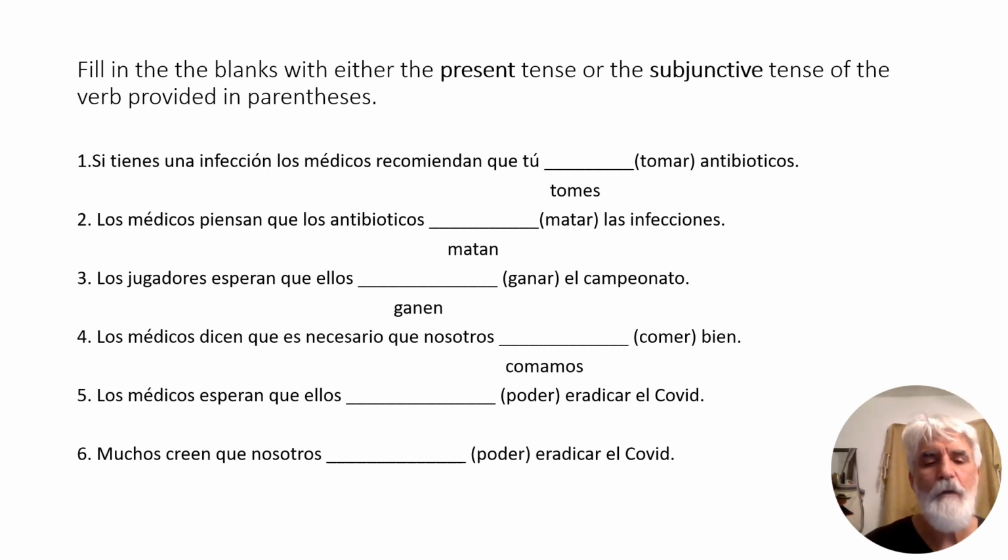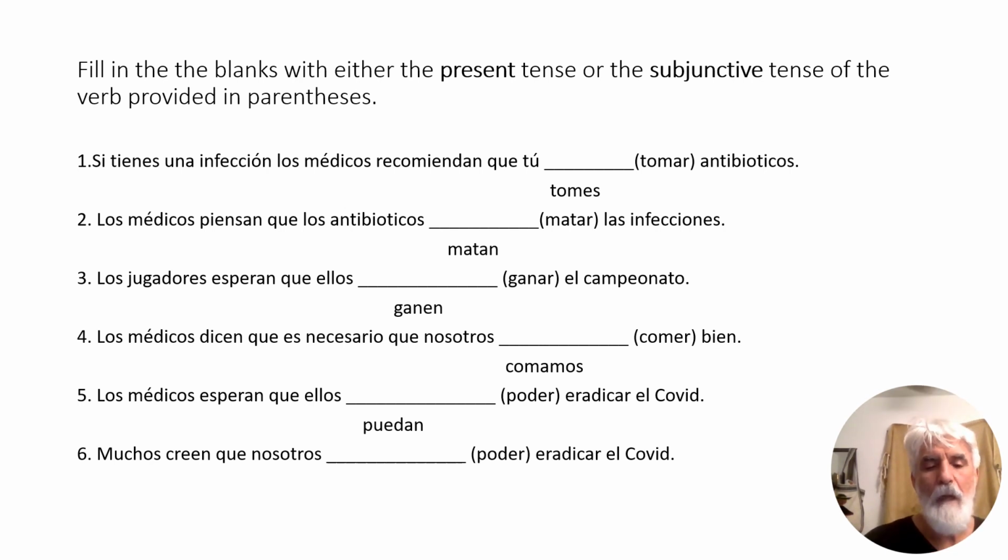And then let's look at 5. Los médicos esperan que ellos poder erradicar el COVID. So what are we trying to say here? The doctors hope that they poder, what does that mean? Can erradicar el COVID. That they hope that they can eradicate COVID. Now, how am I going to conjugate poder? Present tense or subjunctive? Which one? Well, they hope, esperar, desear. They trigger what? The subjunctive. So, que ellos puedan. It's an ER verb, but it's in the subjunctive, so it has an A ending.